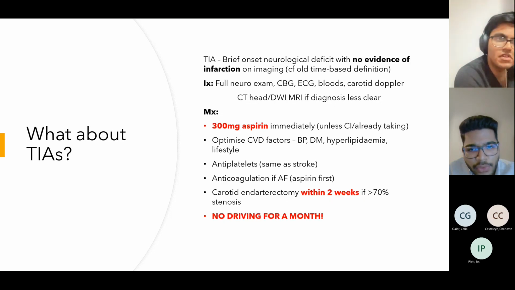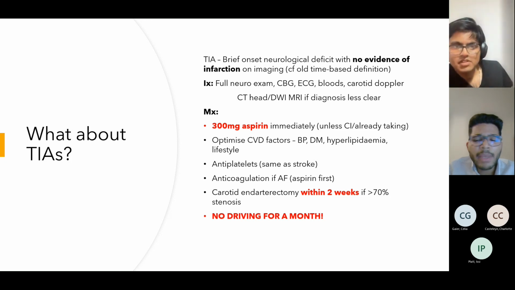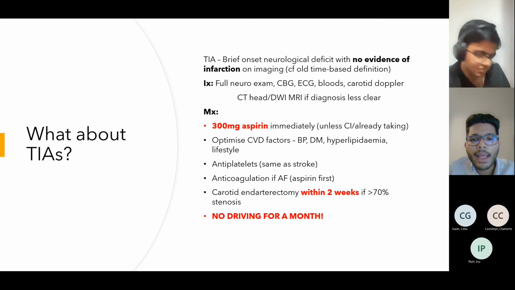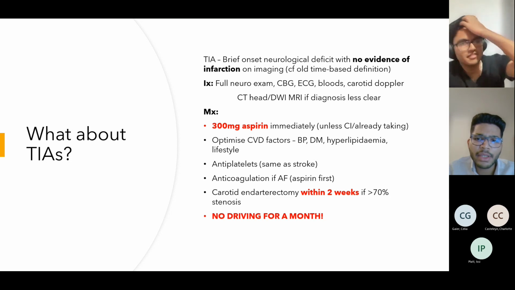And the final slide, what about TIAs? Well, you can read this slide in your own time. People used to say a TIA is basically neurological symptoms that resolve in 24 hours. There's not a great definition, nor is the new definition, which is no evidence of infarction on imaging, because not everybody who comes with a TIA gets immediately imaged.